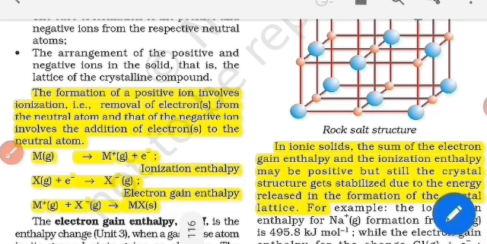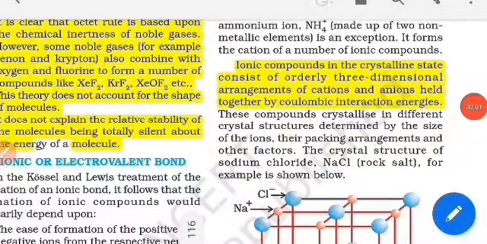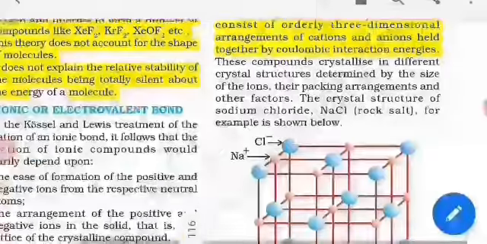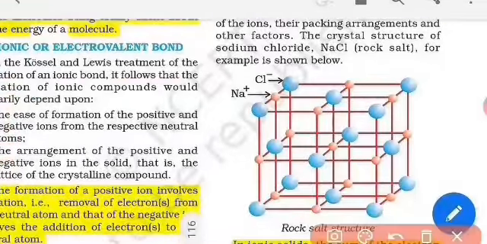Now the stability of this ionic compound depends upon some of these energies, that is ionization enthalpy, electron gain enthalpy, and energy released during formation of the ionic compound. Ionic compounds in the crystalline state consist of an orderly three-dimensional arrangement of cations and anions held together by Coulombic interaction energies. As shown in this diagram, it is a crystal of sodium chloride in which each sodium ion is surrounded by chloride ions and chloride ions are surrounded by sodium ions.